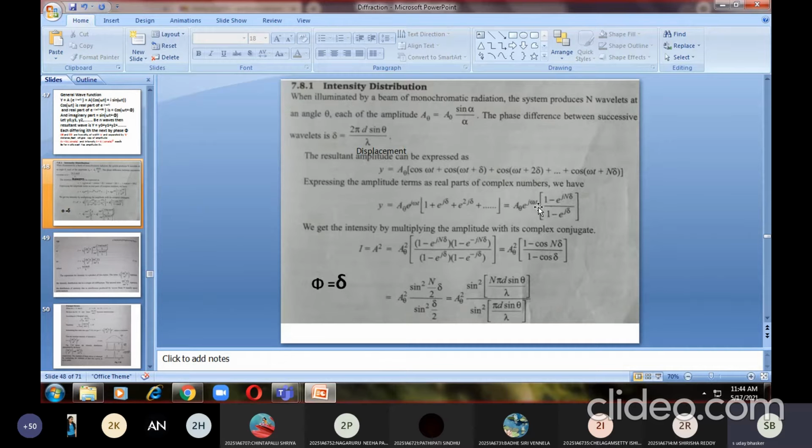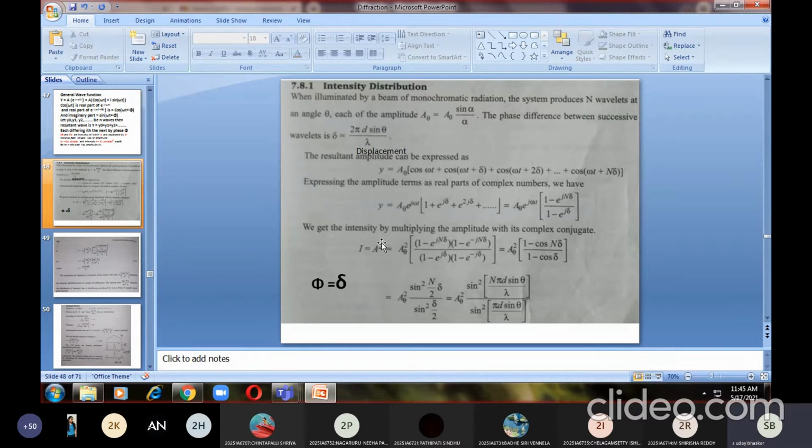Good. So this is the mathematics of it. Because it is complex, I want to convert it into a real value. What is the amplitude of this expression? The amplitude is a0 into (1 minus e to the power of i n delta) by (1 minus e to the power of i delta), and e to the power of i omega t will be the wave factor. So the amplitude is nothing but a0 into (1 minus e to the power of i n delta) by (1 minus e to the power of i delta), right? So if I want intensity, it is the square of the amplitude.